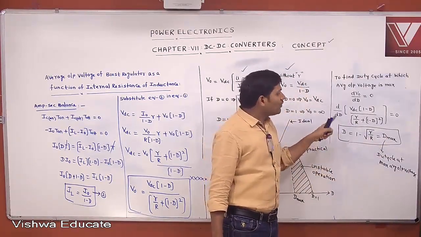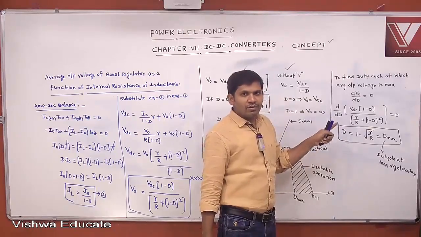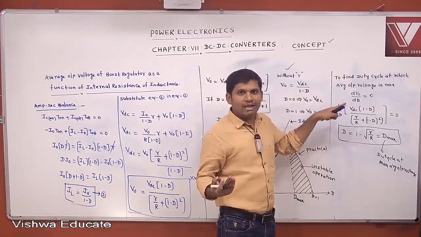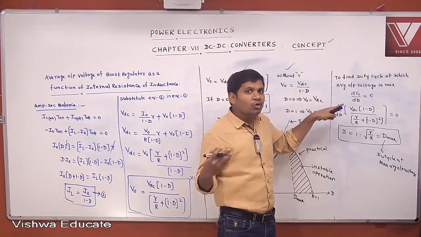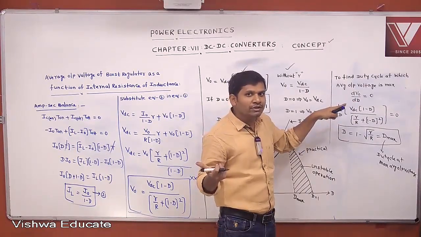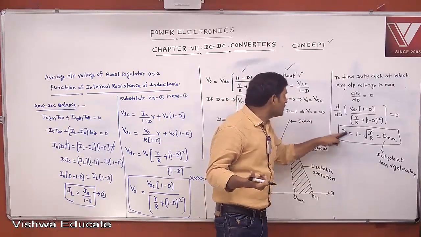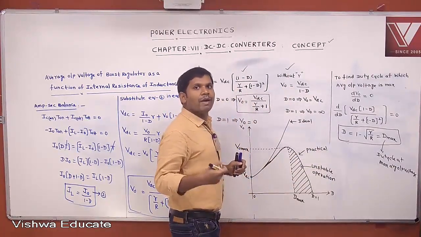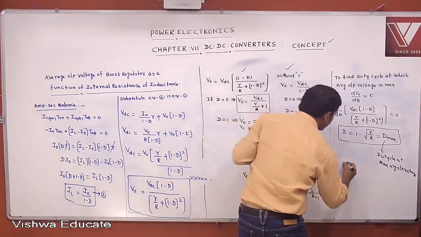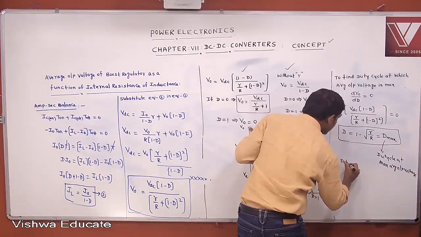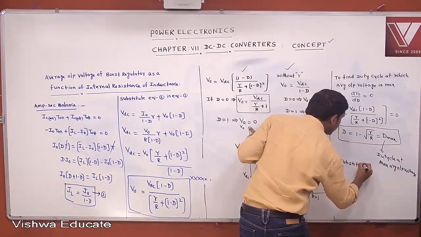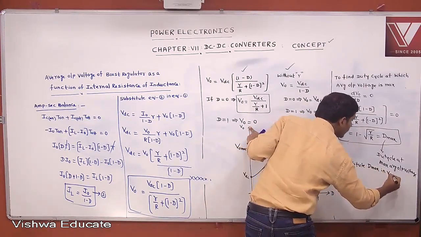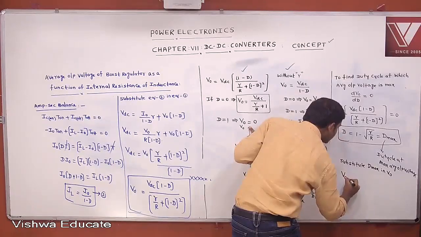We know the condition where the average output voltage is maximum. But you want the expression for the maximum average output voltage, right? Then how to get it? Substitute this condition in the actual voltage expression, then we can get the value of maximum average output voltage. Substitute D max in V naught, then we can get V naught max.